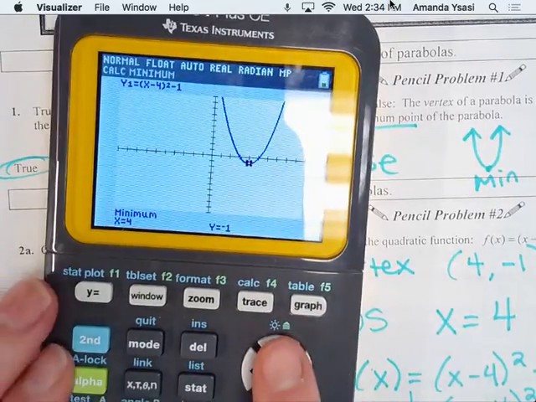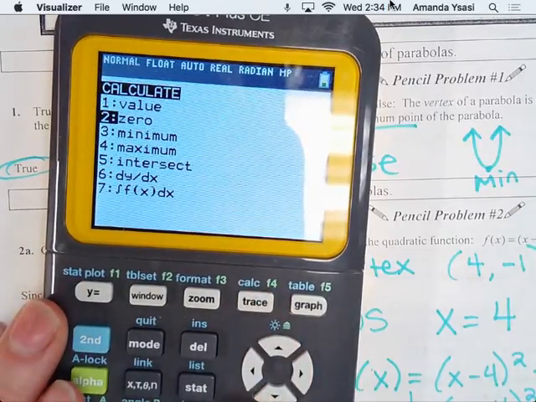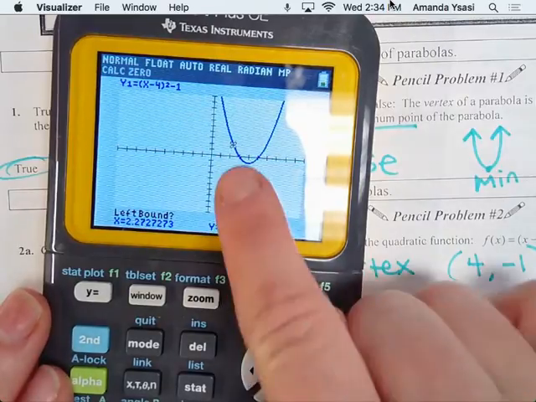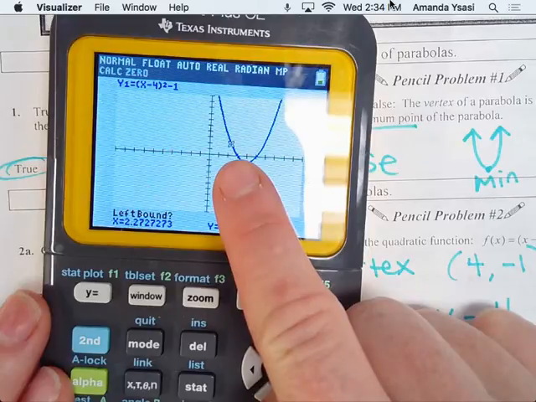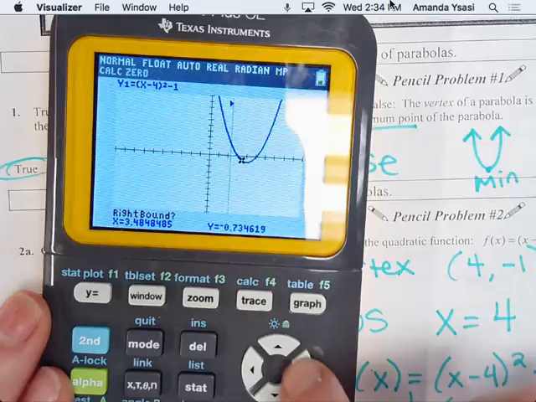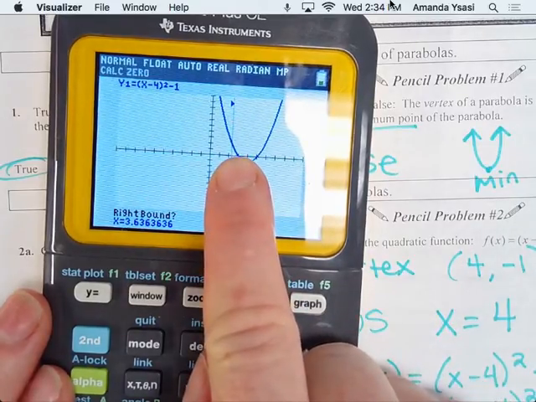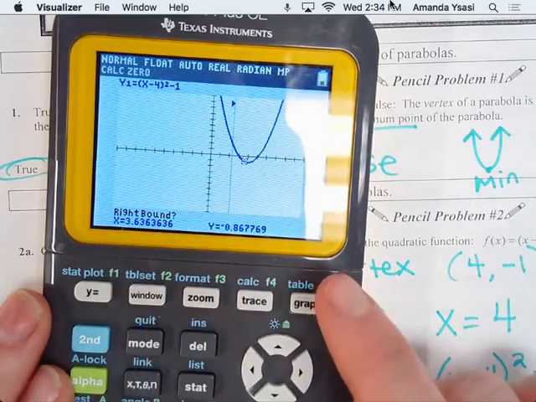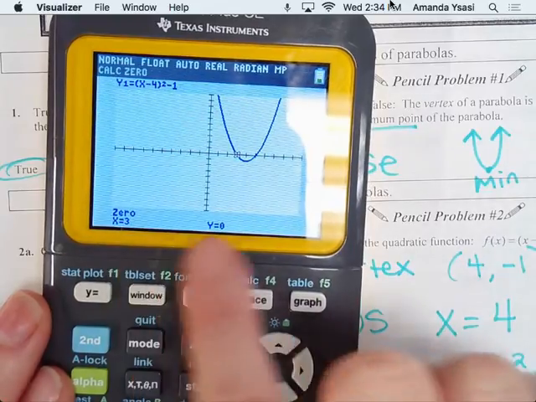So our calculator will do that too. Second, trace or calculate. We want to find a zero. So go to our first one. Go to the left side of where it intersects the x-axis. Push enter, then go to the right side of where it intersects. So we're wanting that point right there. So we're going to go to the right of it because it's asking right bound. Enter, guess, enter. It's at (3, 0).